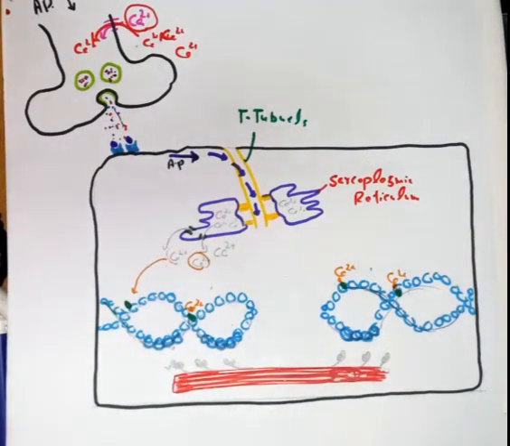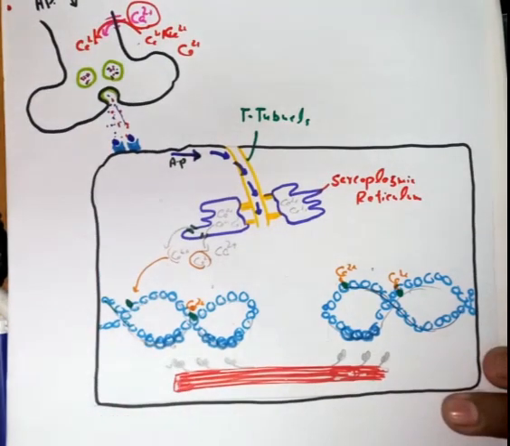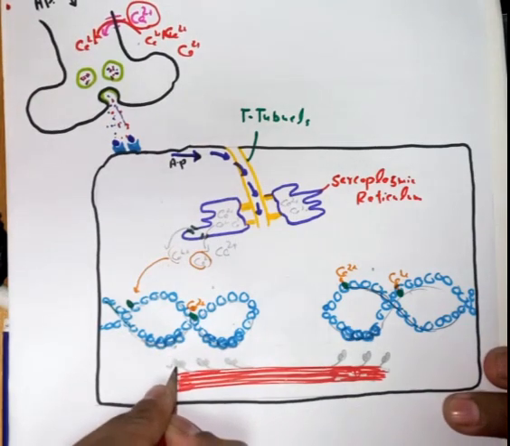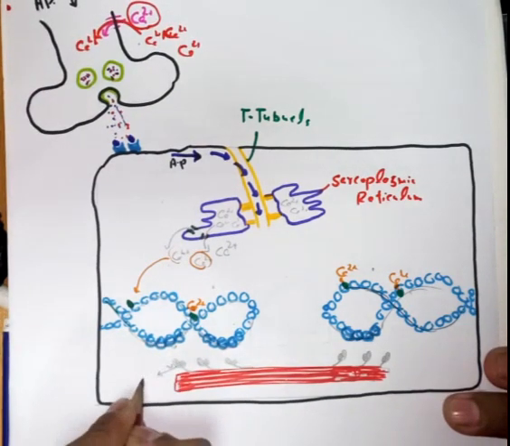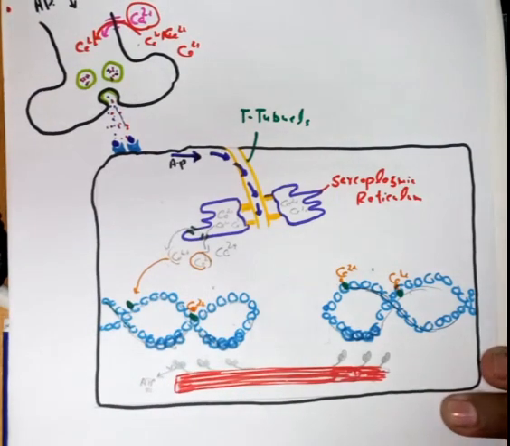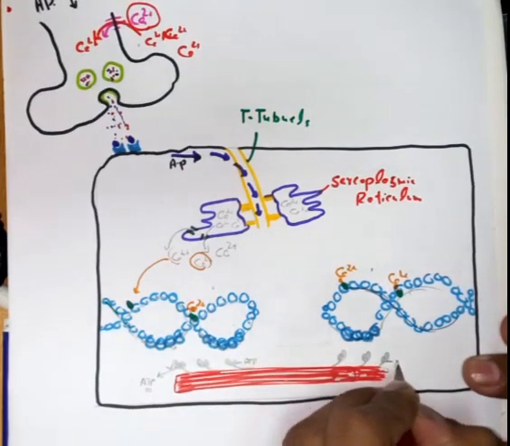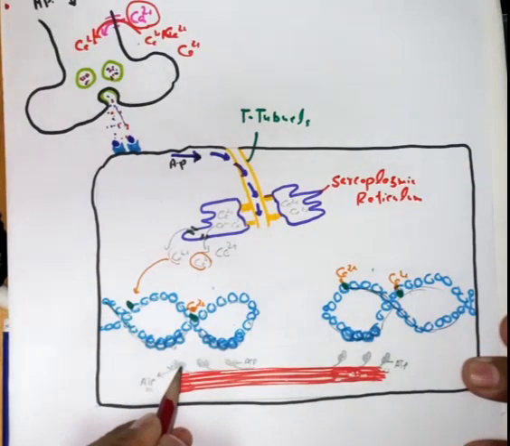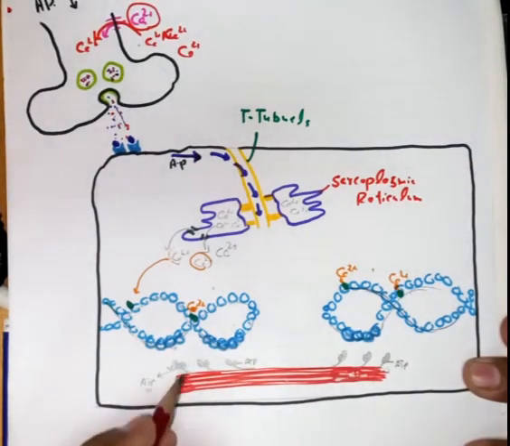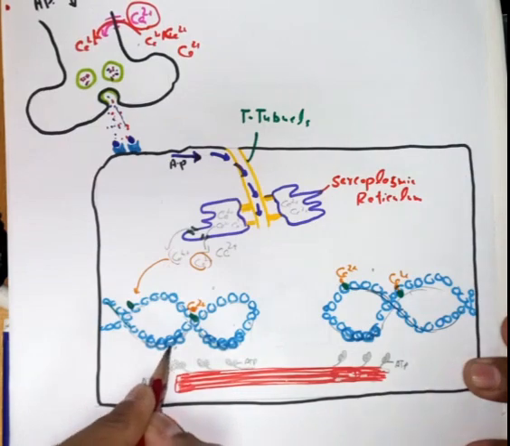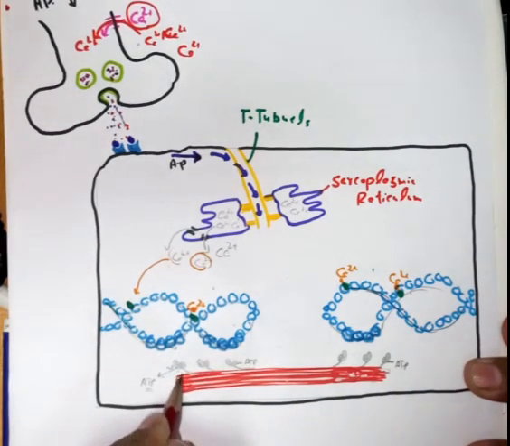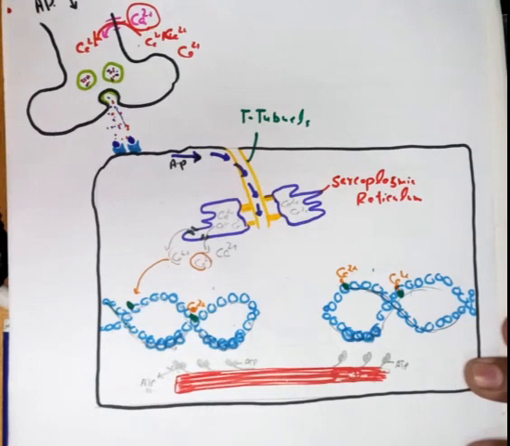Now let's talk about the myosin molecule as well. What will happen? Let me show. On the myosin head, the ATP molecule is present, on all the myosin molecules. On the myosin head, there are basically two binding sites. One binding site is responsible for binding with the actin molecule, and the other binding site is responsible for binding with the ATP.